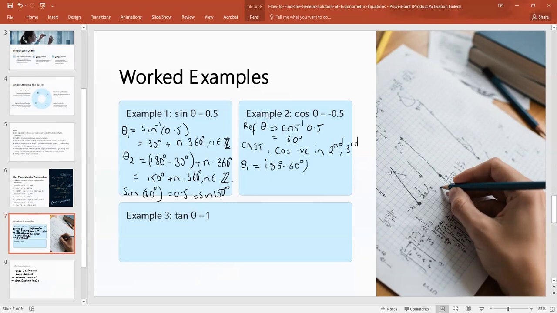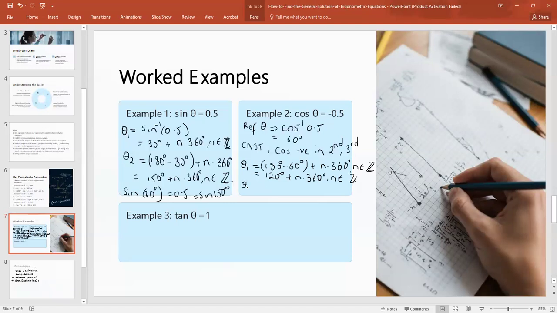180 degrees minus the reference angle. Don't forget your multiples of 360, because even the cosine function is periodic, with a period of 360 degrees. So this gives us 120 degrees plus n times 360 degrees, whereby n is an element of integers.